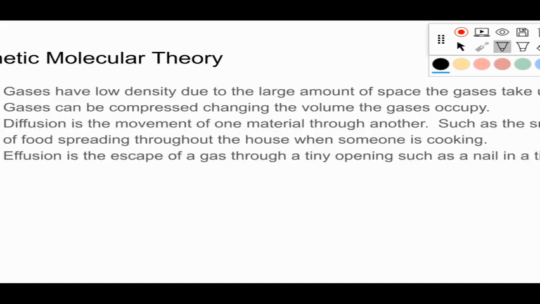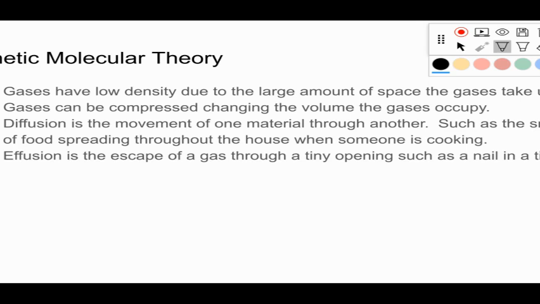So gases have really low density because they have a large amount of space in between them. They can be compressed so that we can squish them together because there's all that empty space, so it can squish and change the volume. There are two concepts that we see a lot of times in biology, but we don't talk about them as much in chemistry, and those are diffusion and effusion.